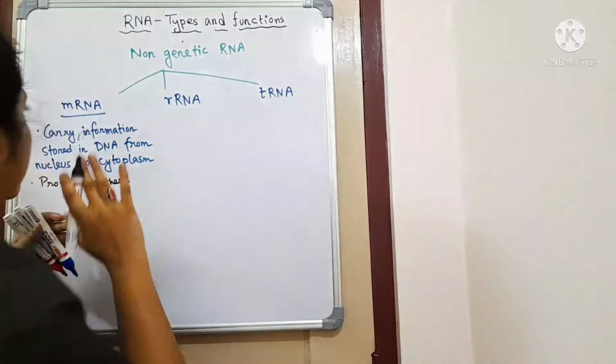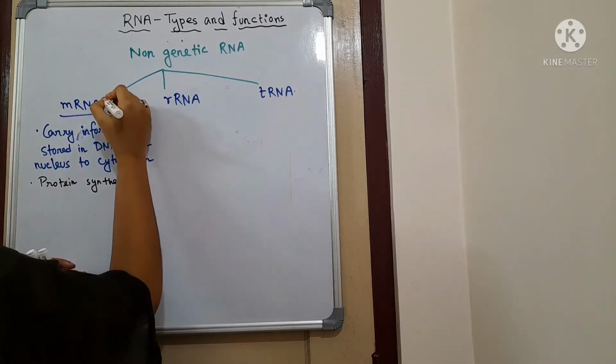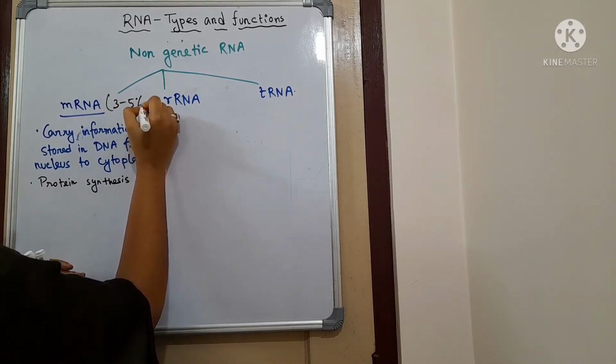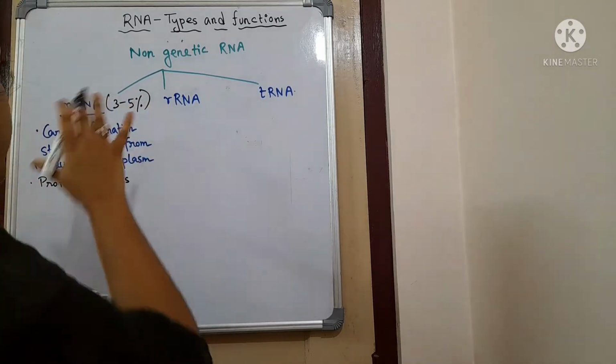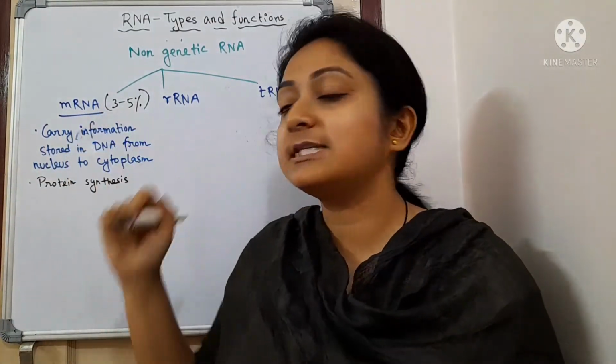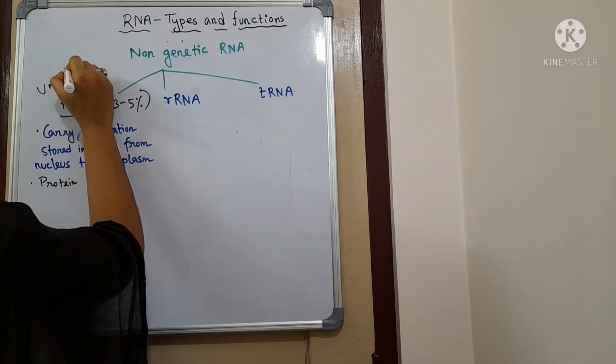It takes part in protein synthesis and plays a very important role, but it is found in a very small amount, like 3 to 5% of the whole RNA. Among the three types of RNA, mRNA is found only 3 to 5% in the cell. Can you imagine how little that is? Why so? Because right after forming the protein, the mRNA gets destroyed. So these are very unstable. Let me write down that this is very unstable.